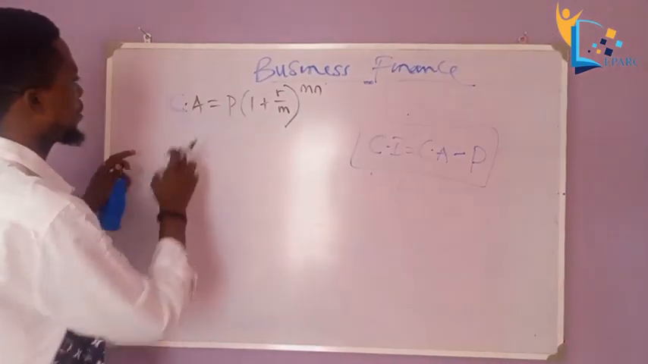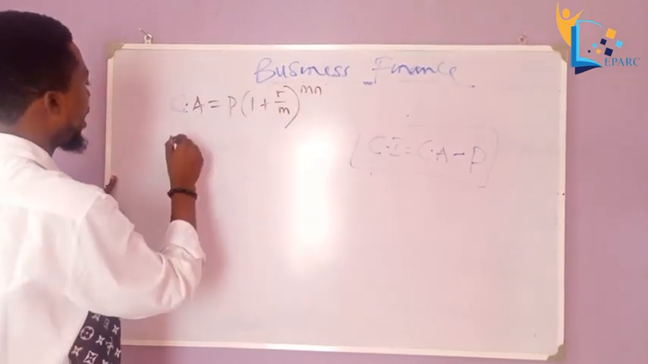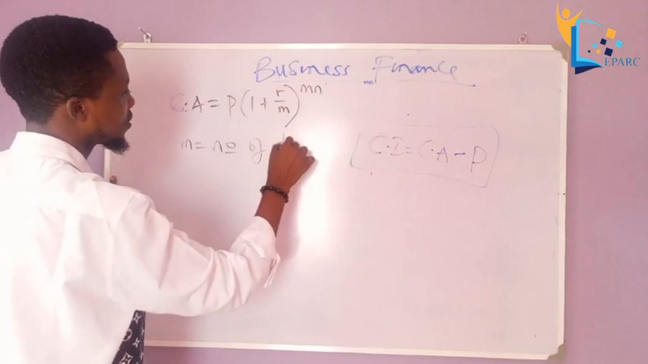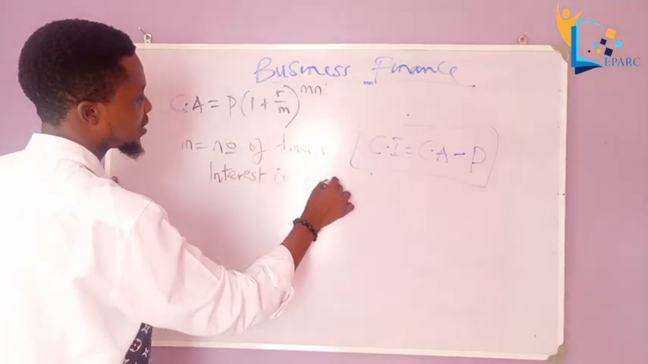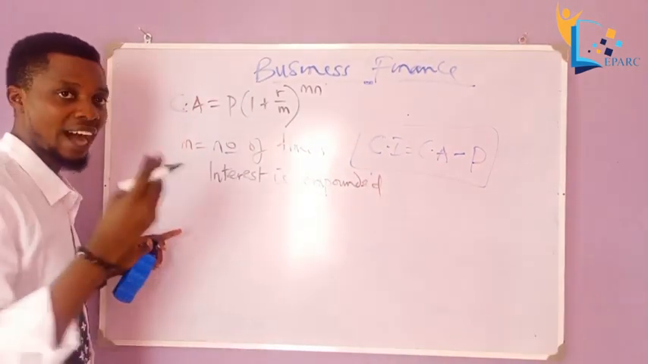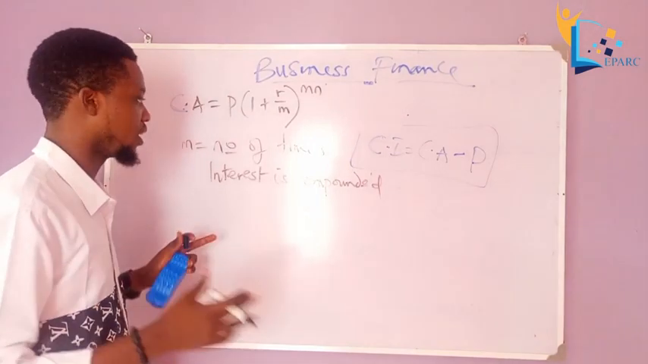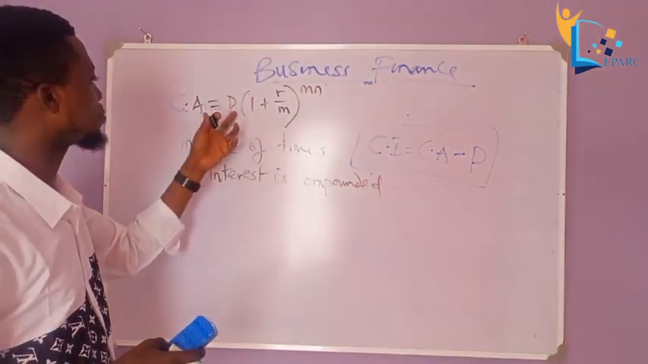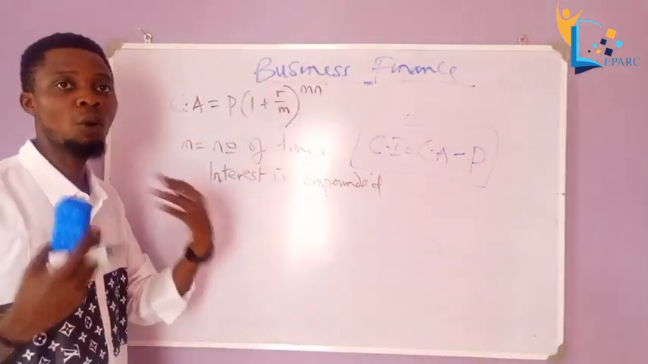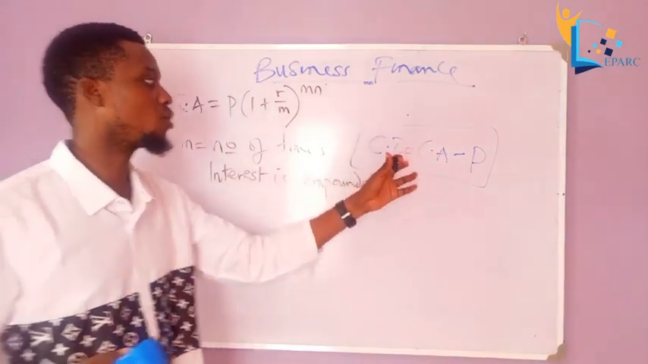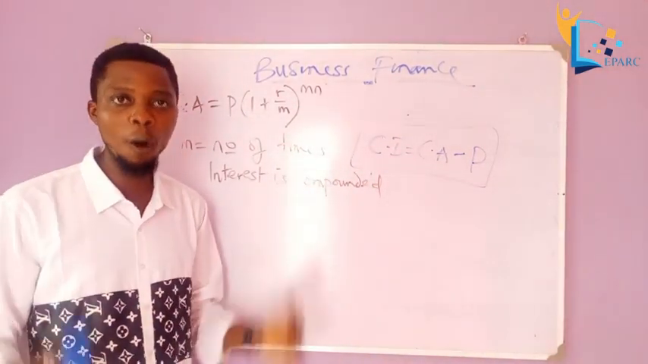Where we know what CA is, we know what P is, we know what R is, we know what N is. So M is equal to number of times interest is compounded, whether annually, monthly, weekly, daily, biannually and all that. That is what M stands for. We already know what P, R, N, and CA stand for. So this is the formula when you have interest compounded more than once within a year. This is the formula for finding your compound interest. Then the one that I wiped off initially is the formula for finding your compound amount.